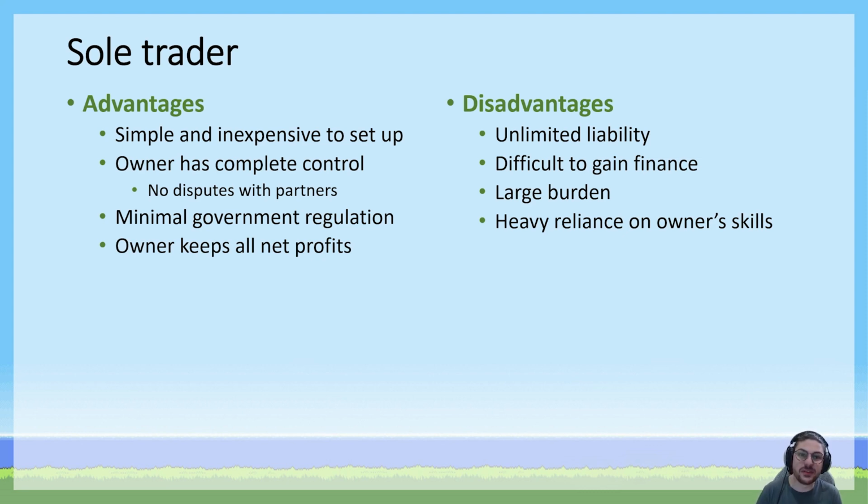If something goes wrong with the business, if the business gets itself into a dodgy deal with a supplier, or a customer rips off the business in a significant way and the business encounters financial difficulties, that unlimited liability means it's the owner's money that's going to have to pay off those debts, and that can put the owner into financial strife.